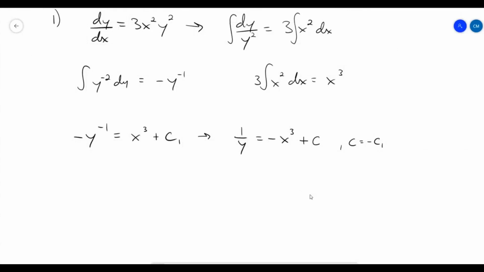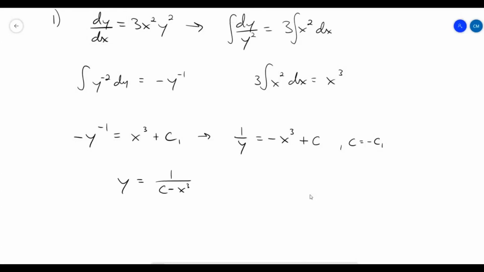Then the quick way to do this would be to multiply both sides by y, and then divide by negative x to the third plus c, or what we can really do is just flip both sides of this equation over. If I flip the left side over, I just get y. If I flip the right side over, I get 1 over c minus x to the third power.